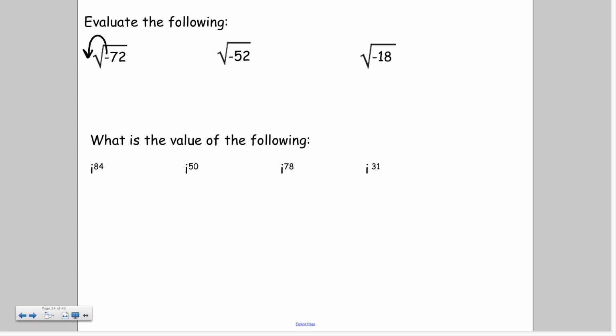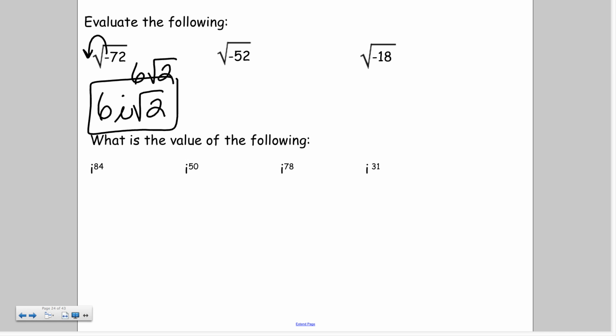i is going to come out. Then I'm going to punch the square root of 72 in my calculator. When I do that, I get 6 root 2. I cannot forget about my i. So my answer is 6i root 2.